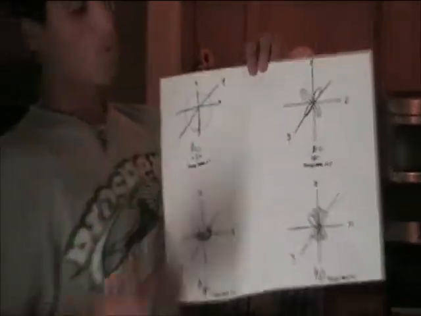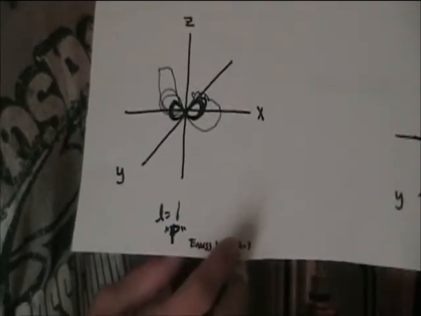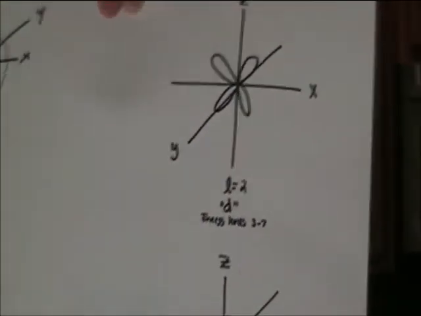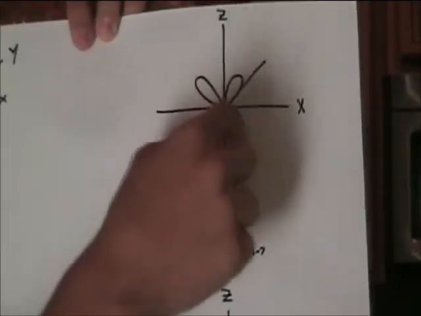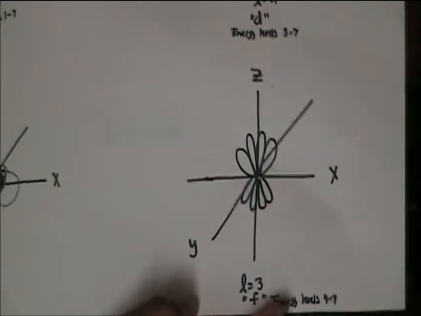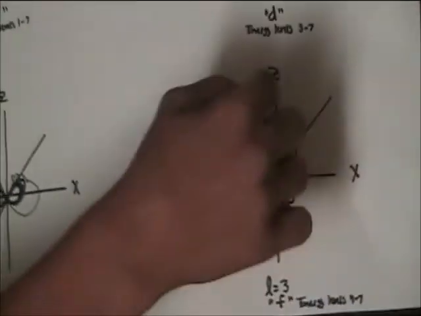Graphs of the 4 orbitals, s, p, d, and f. S is present through energy levels 1 through 7, circular orbital. We have the p orbital, which is present through 2 to 7, dumbbell shape. The d orbital, which is present through energy levels 3 to 7, as you see this little flowery shape. And then we have the f orbital, which is present through 4 to 7, and it's this.